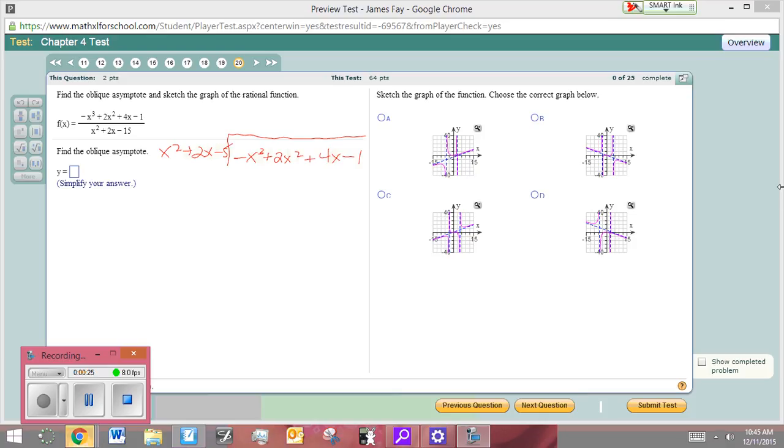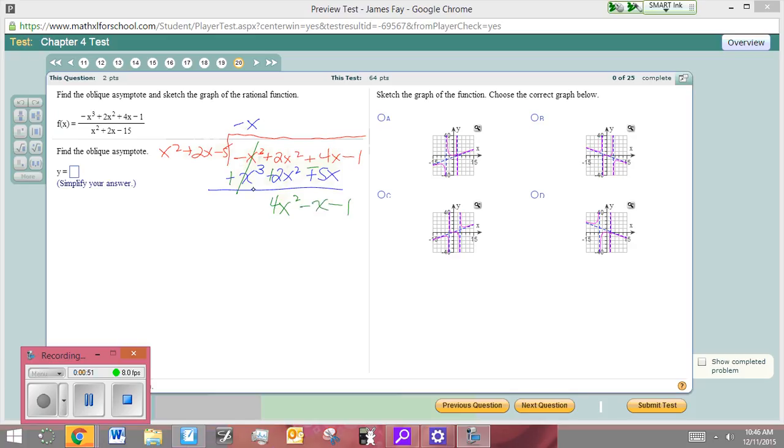Now you're thinking of a number that multiplies by x squared to give you negative x cubed, so it's going to be negative x. So it gives me negative x cubed, minus 2x squared, and plus 5x. I'm going to change all the signs and add straight down. So those cancel out, give me 4x squared, minus x minus 1.